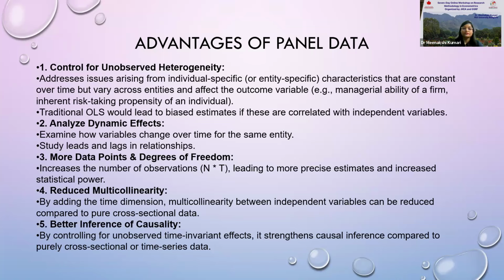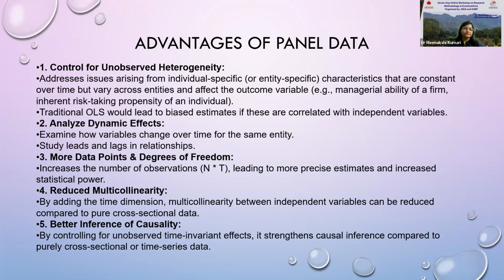First thing is that it controls for unobserved heterogeneity, meaning that sometimes you have collected data from different firms or different countries. There is a possibility that firm to firm behavior may vary over time or even in the same period, like managerial ability of a firm or inherent risk-taking propensity of an individual can vary from one firm to another firm, or like the political stability of our country is different from China, or social or cultural behavior is different from our country to China to other countries. Panel data controls for unobserved heterogeneity, right?